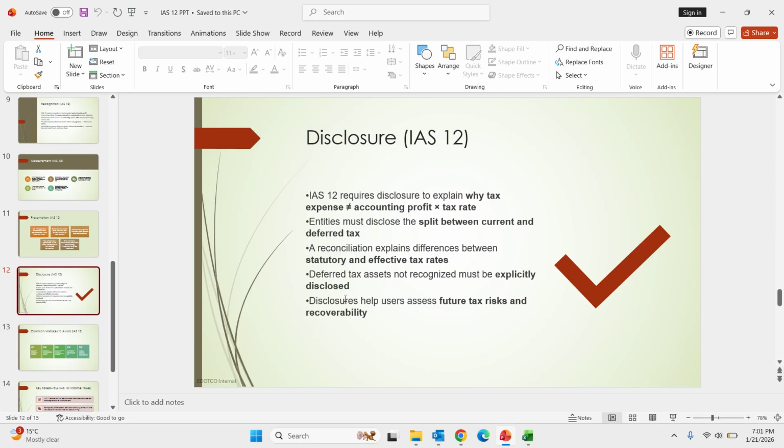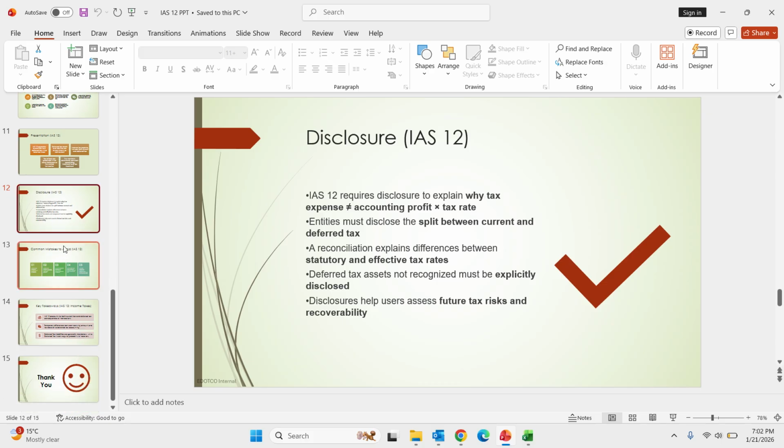Lastly, for disclosure, IAS 12 requires companies to explain why the tax expense shown in the financial statements is not simply accounting profit multiplied by the tax rate. Entities must disclose the split between current and deferred tax. A reconciliation explains differences between statutory and effective tax rates. Deferred tax assets not recognized must be explicitly disclosed. And these disclosures help users understand the company's future tax position.